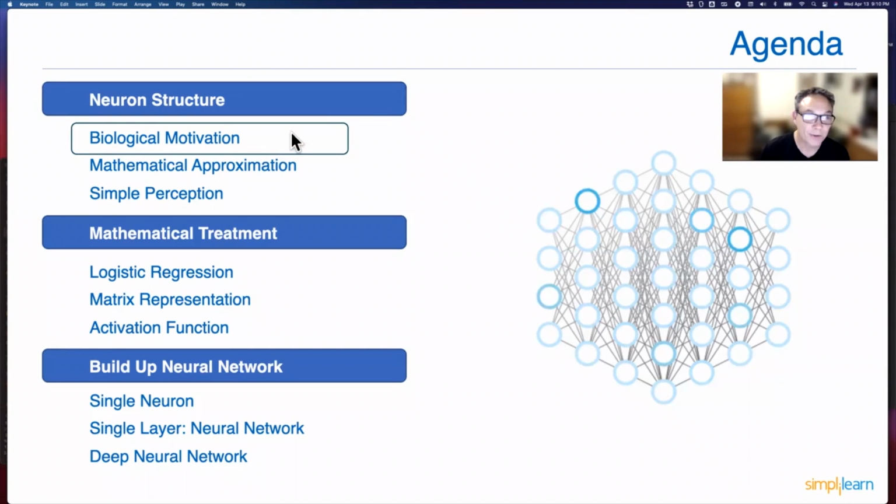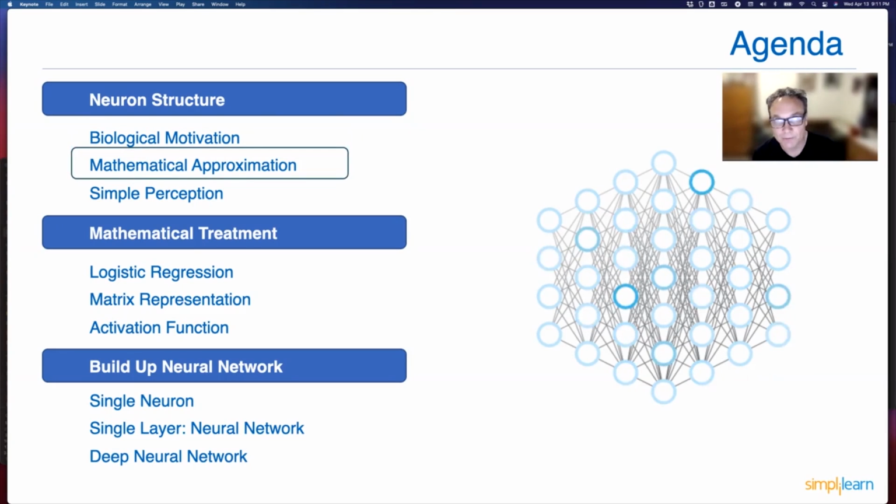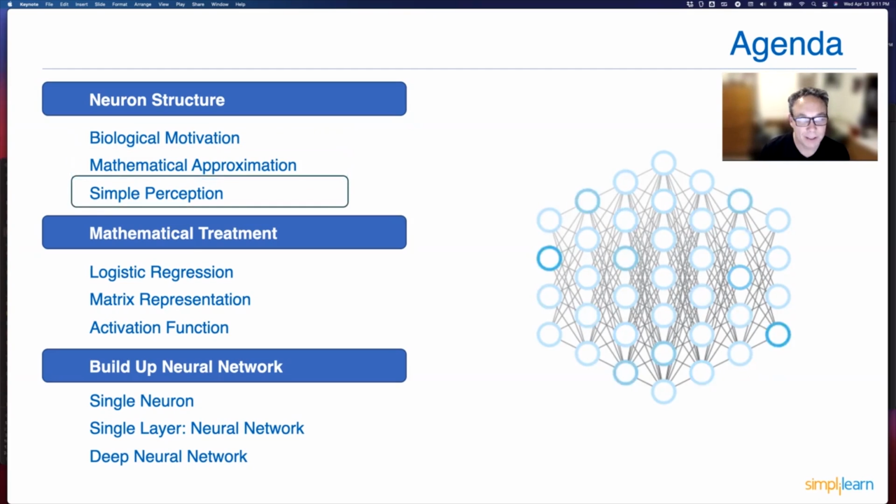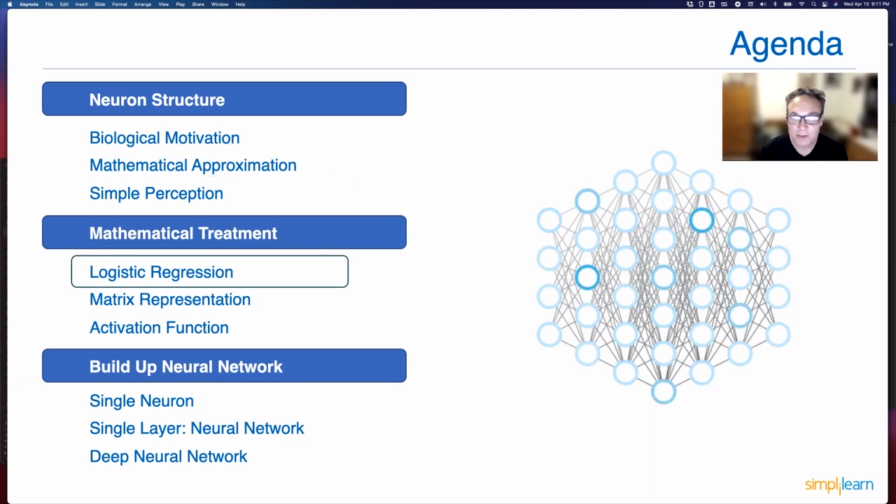We're going to first go through the biological motivation behind artificial neural networks. We're talking about neurons and what they're made of. Then we're going to do a mathematical approximation of exactly what we started with, which was that biological breakdown. And then we're going to show this simple perceptron, which was the first time the neuron was modeled, many decades ago, at least half a century ago, and then we're going to build it up from there.